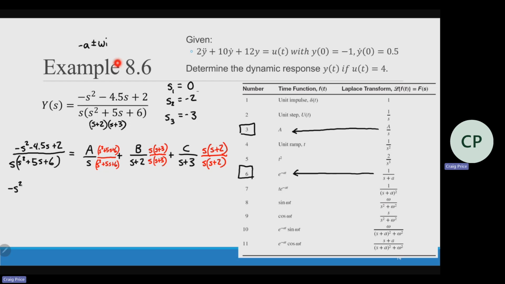We have a negative s squared minus 4.5s plus 2 is equal to as squared plus 5as plus 6a. So that's this, just multiplied out. We have plus bs squared plus 3bs plus cs squared plus 2cs.